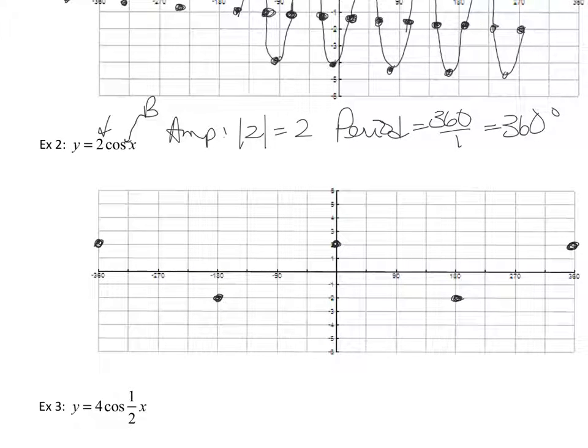In between the high points and the low points, the curve has to cross the midline, which is the x-axis. So at 90, we're going to have an x-intercept. And in between this low point and this high point, which is 270 degrees, we're also going to have an x-intercept. So I can go to 90 and plot that, 270 and plot that. Same thing at negative 90 and negative 270. And I can draw in this curve, and that is my cosine curve.